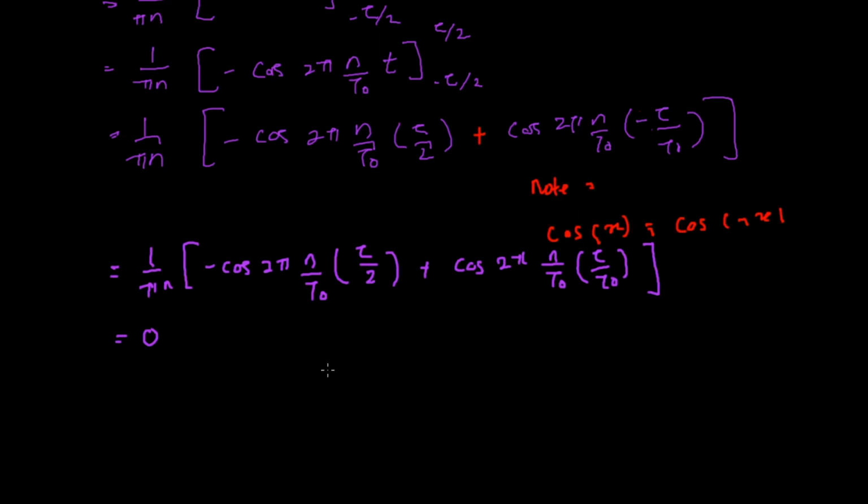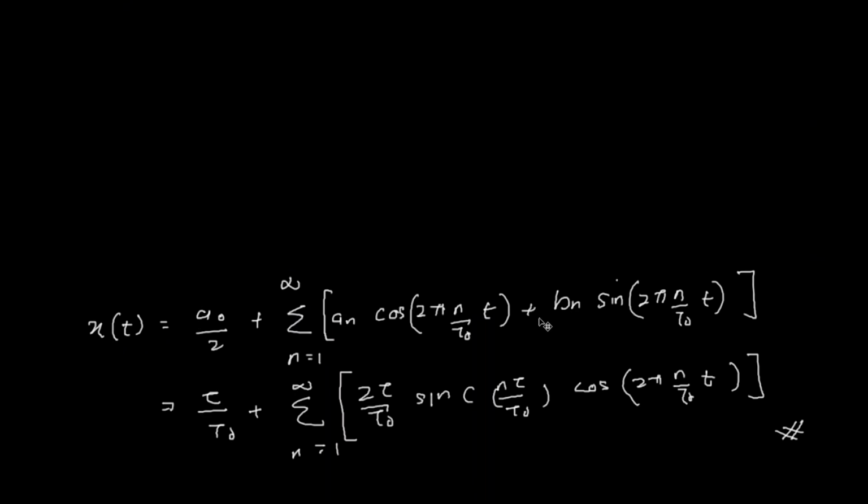So now we have managed to find bn, an and a0 over 2. With this we can write the Fourier series expansion. This is the trigonometric Fourier series expansion by formula, and this is what we have obtained. You notice here there is no bn; it's just an, and bn, the entire thing, becomes 0. So this is your final answer for the problem that I've just shown you. Okay, thank you guys.